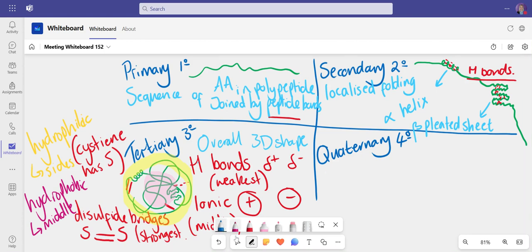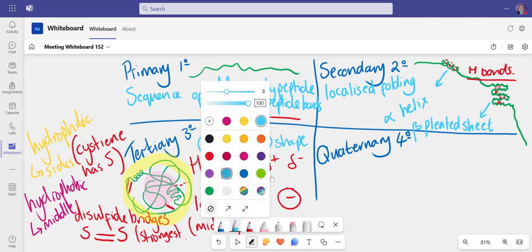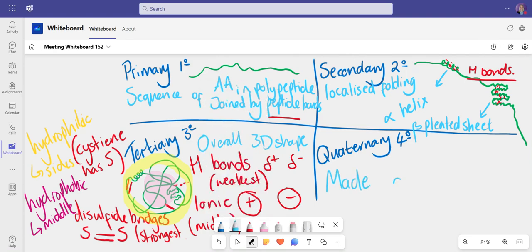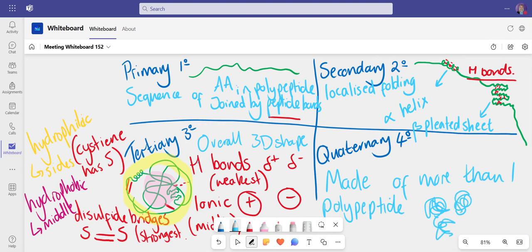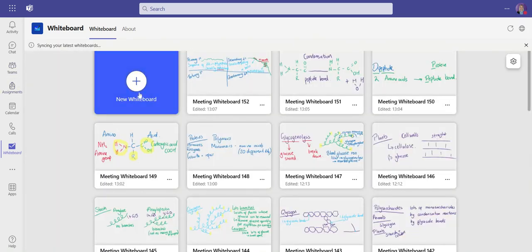Now, quaternary structure just means that the protein is made of more than one polypeptide. Now, some proteins have a quaternary structure, and some don't. They don't have to. But some of them will have more than one of these polypeptide chains, perhaps 3, perhaps 4, all joined together, and then they're said to have a quaternary structure. If not, they just have a tertiary structure. So all proteins have a tertiary structure, but only some have a quaternary structure.